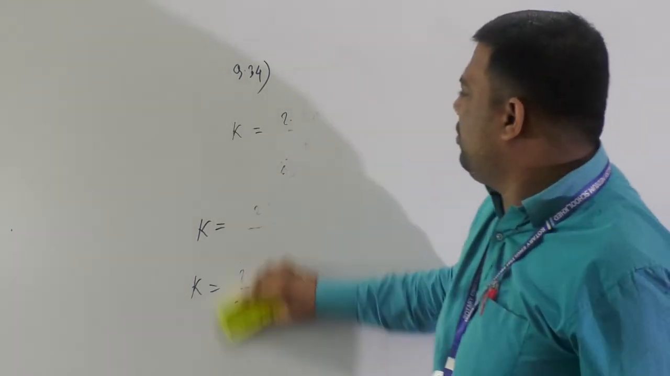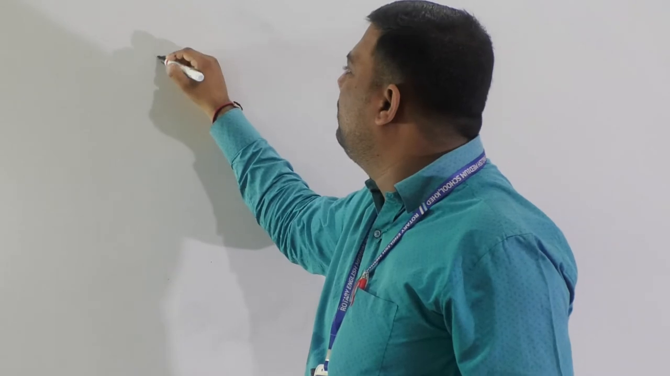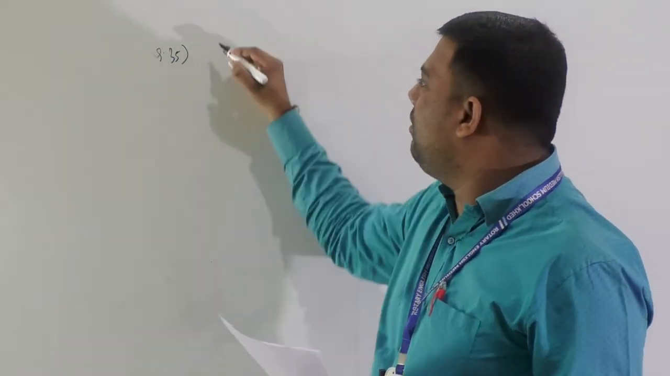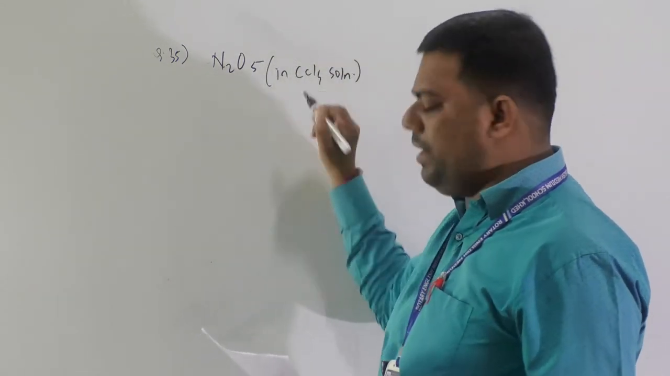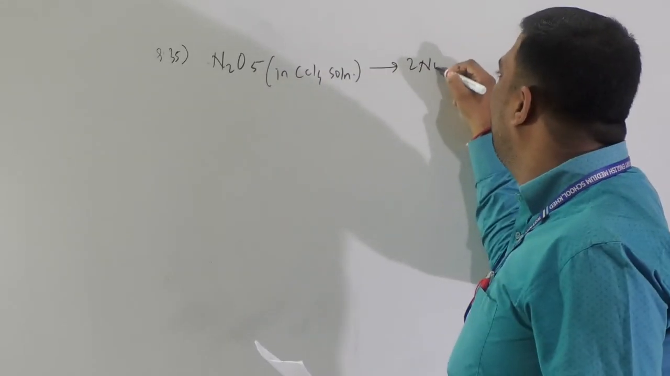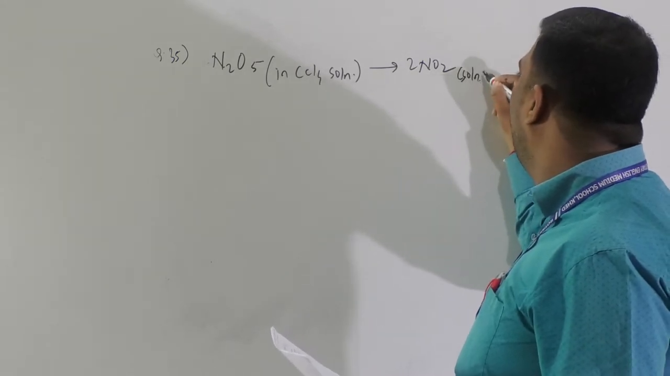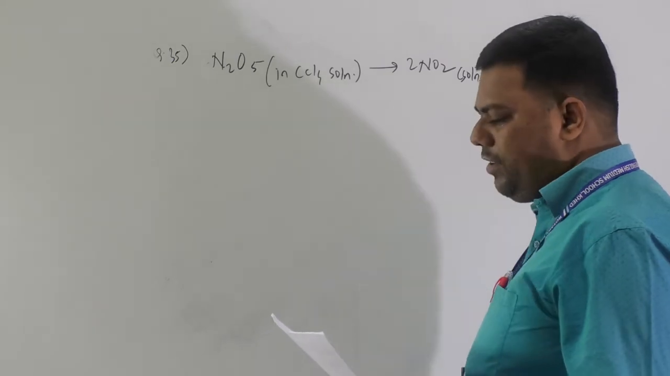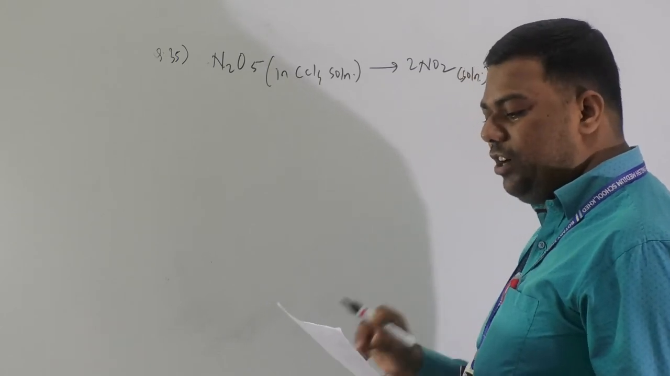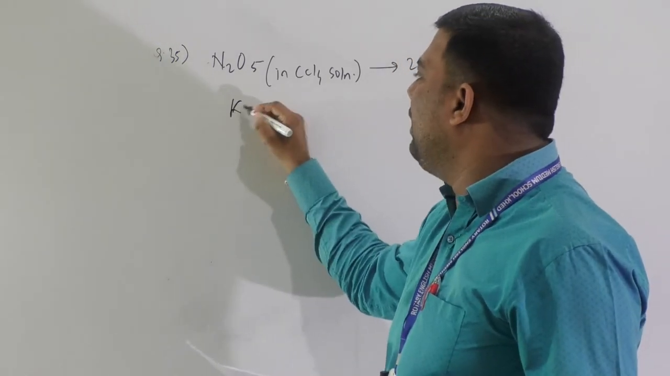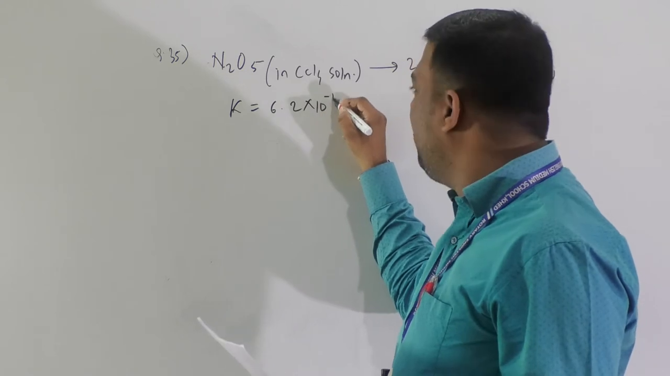Next, question number 35. In question number 35, the reaction is N2O5 in CCl4 solution, carbon tetrachloride solution, giving 2NO2 in solution plus half O2 gaseous. It is a first order reaction in N2O5 with a rate constant K of 6.2 into 10 raised to minus 1 second inverse.